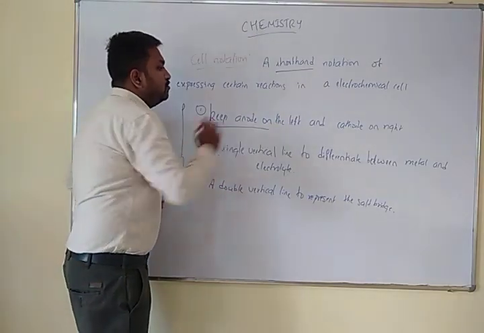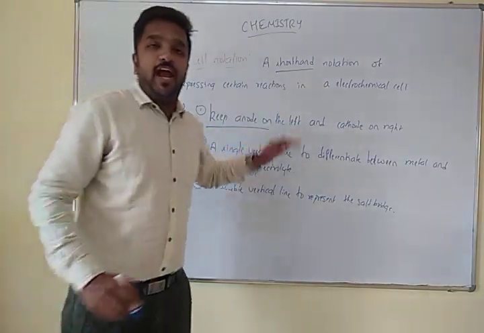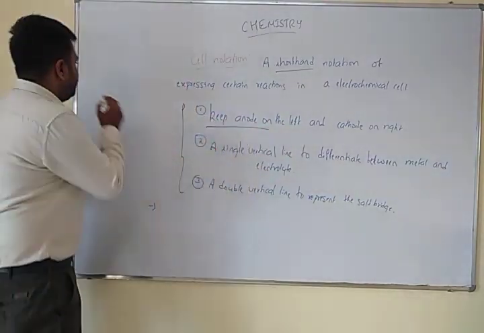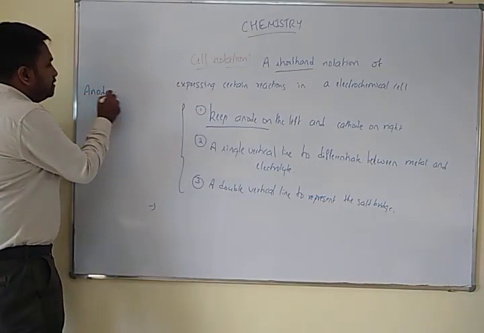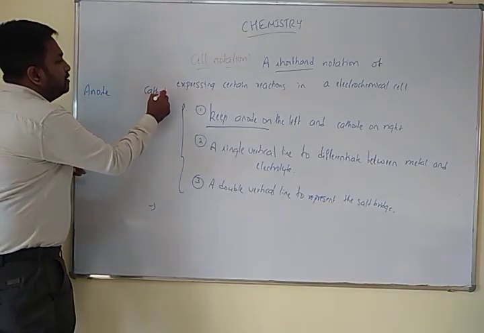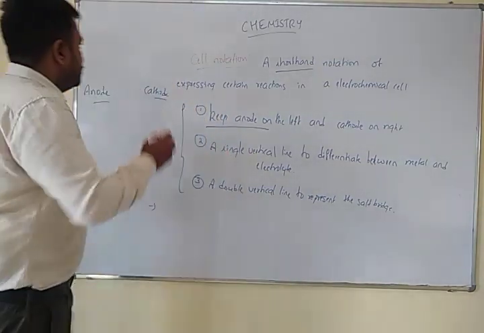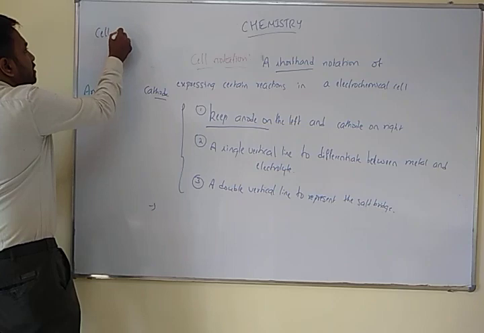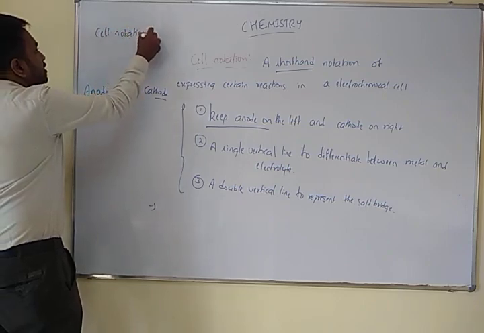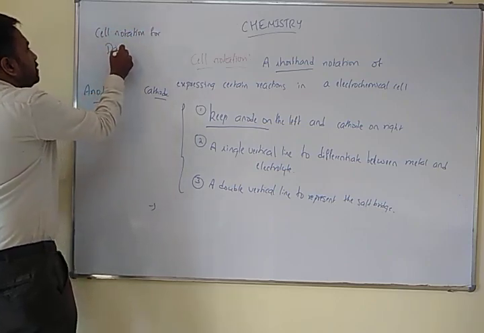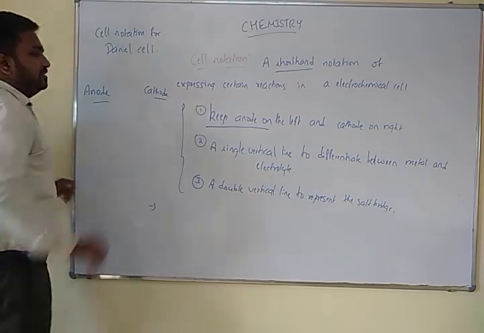So the first rule is we need to keep the anode on the left. So left side we need to have the anode, and right side we need to have the cathode. So this is the cell notation for Daniell cell. This is the first one.